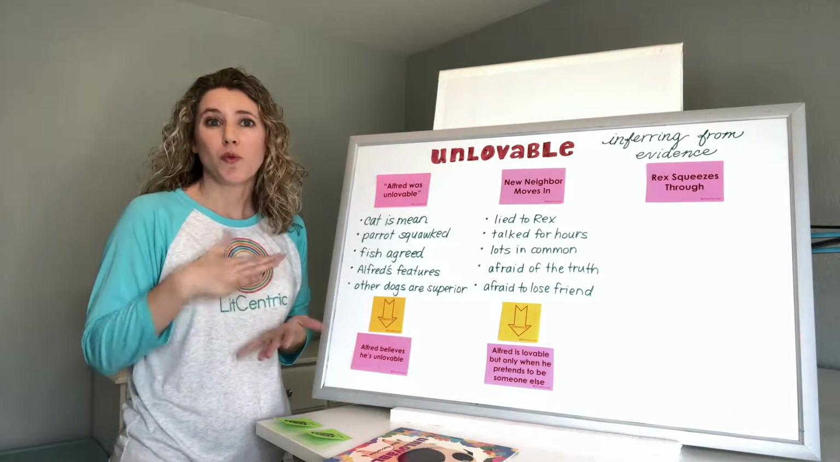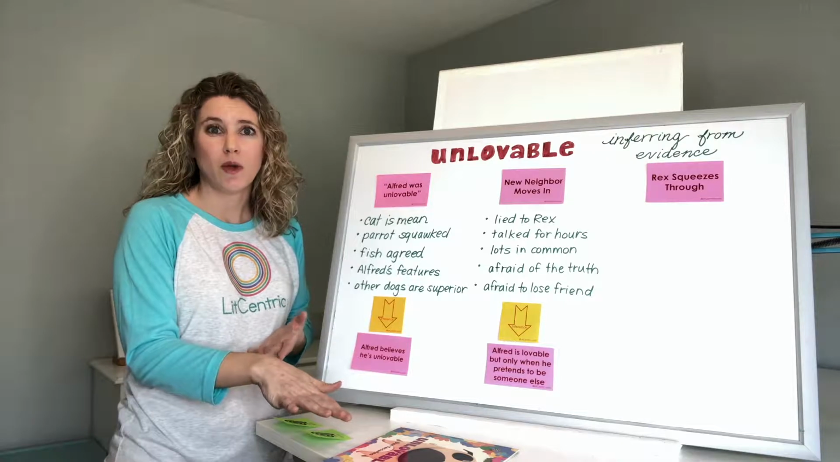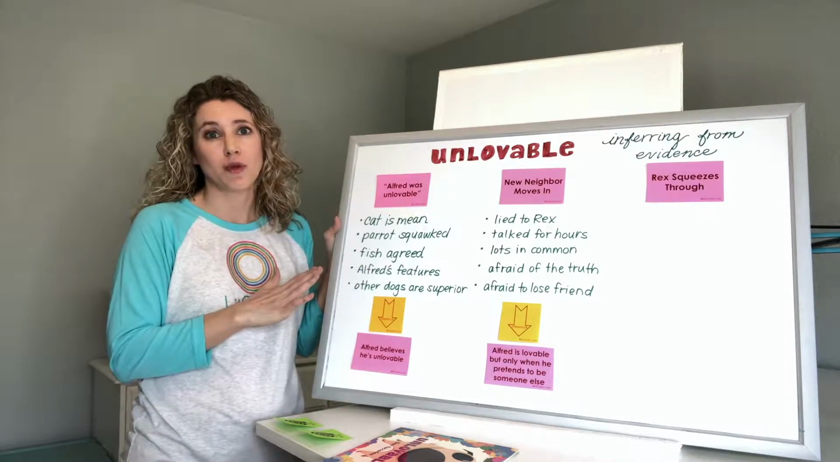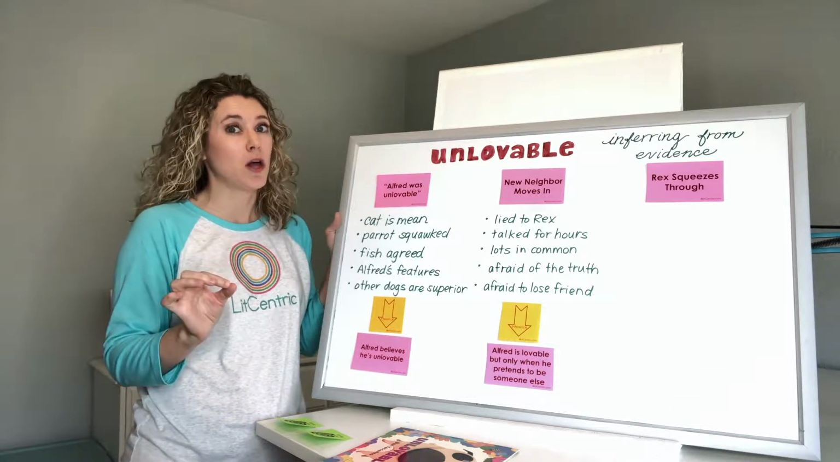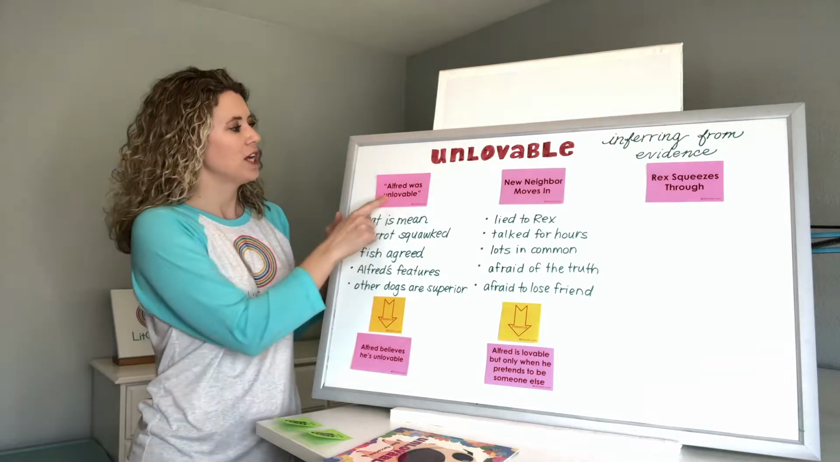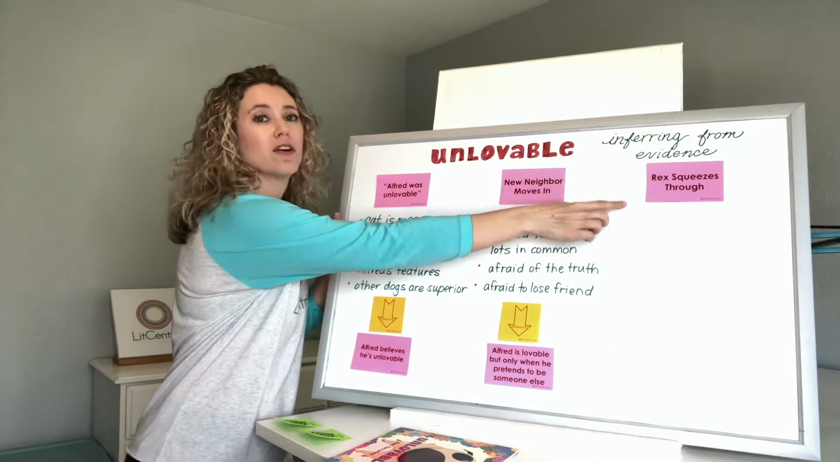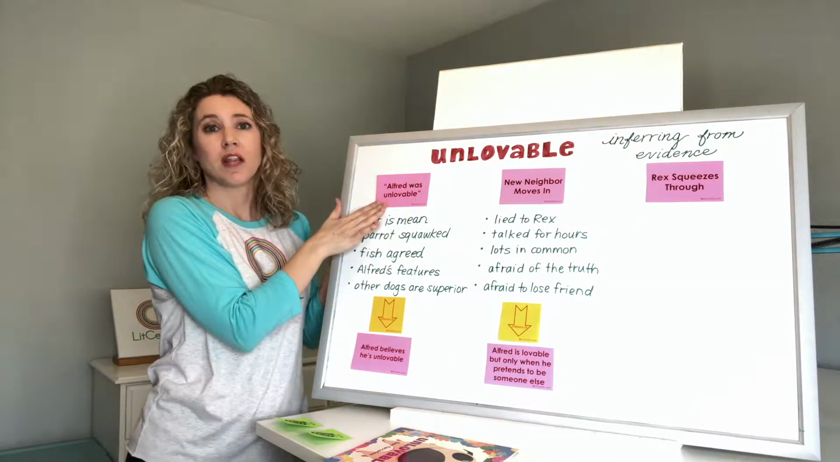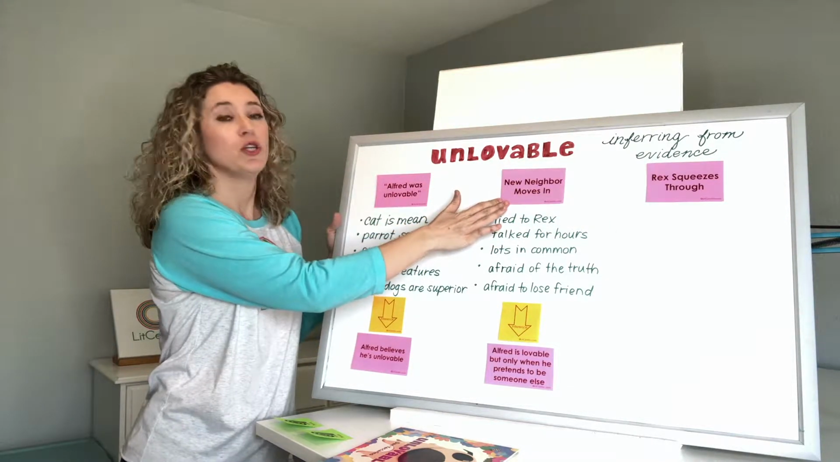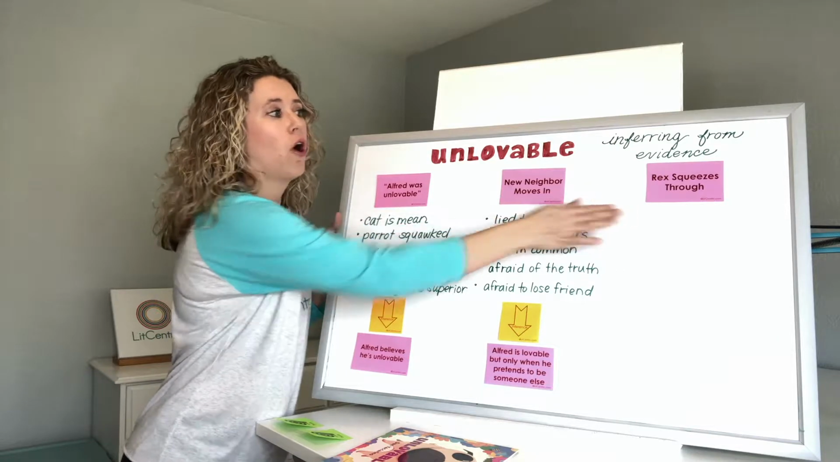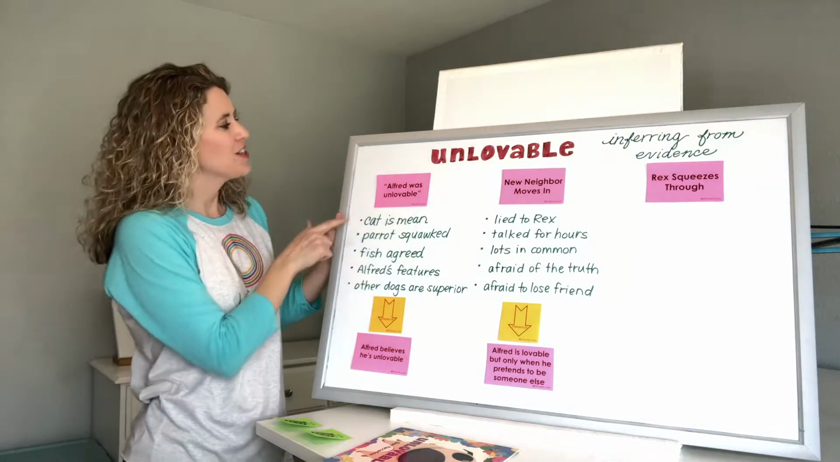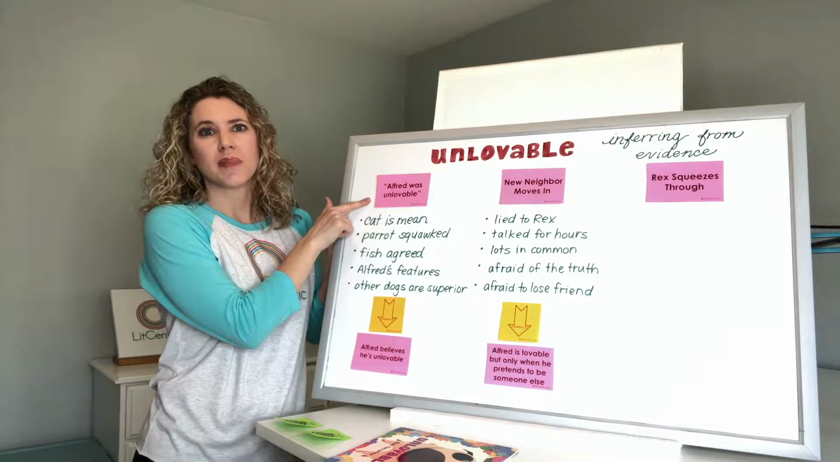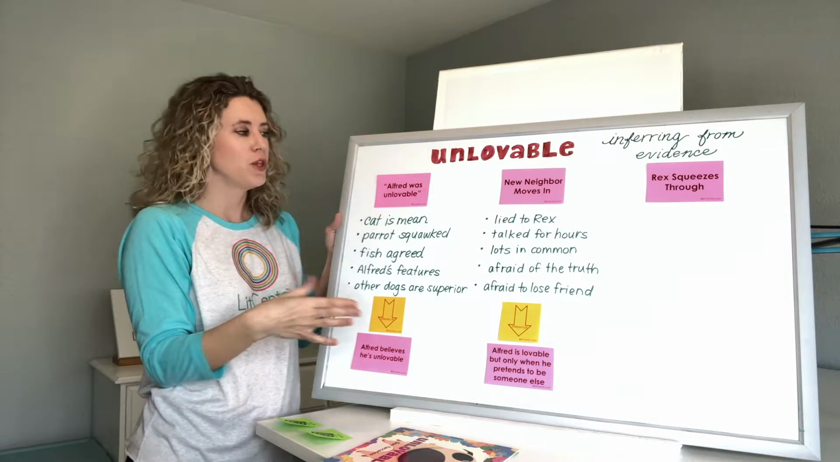Through our reading of the book and with our text-dependent questions, we come to the creation of our bridge chart. I have this partially filled out. This is something you would definitely fill out with students, but what you would have done ahead of time is your headers here. To have Alfred was unlovable. In your second column, new neighbor moves in. And in your third column, Rex squeezes through. That's hard to say.